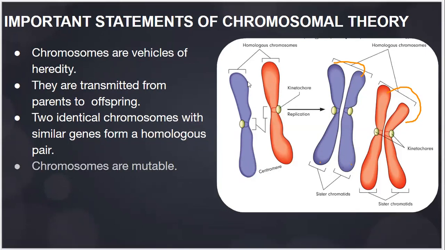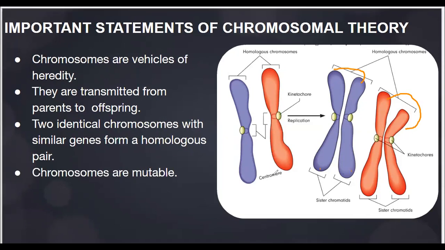So chromosomes are mutable. That is, mutation can happen in them. A certain defect or disorder, so change can happen in the chromosome. So it will not remain the same always. Mutation can happen to them.